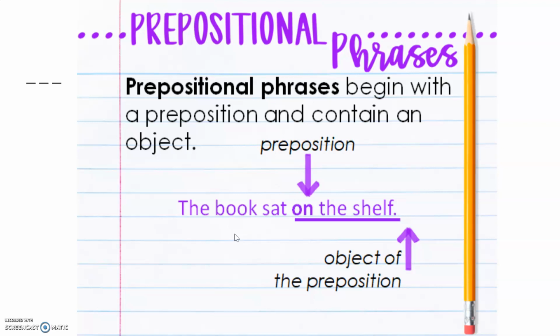Prepositional phrases begin with a preposition and contain an object. Let's take a look at this sentence. The book sat on the shelf. On is the preposition. The object of the preposition is the shelf.